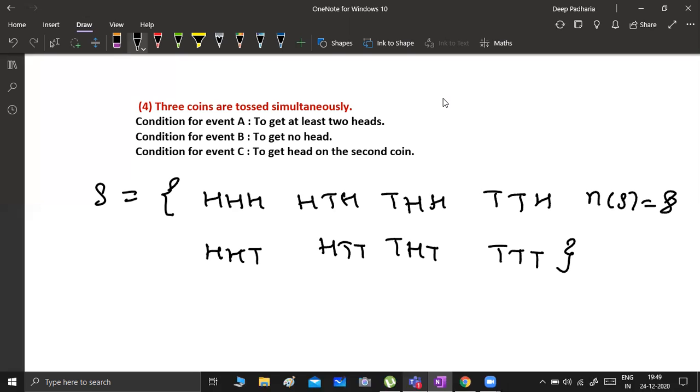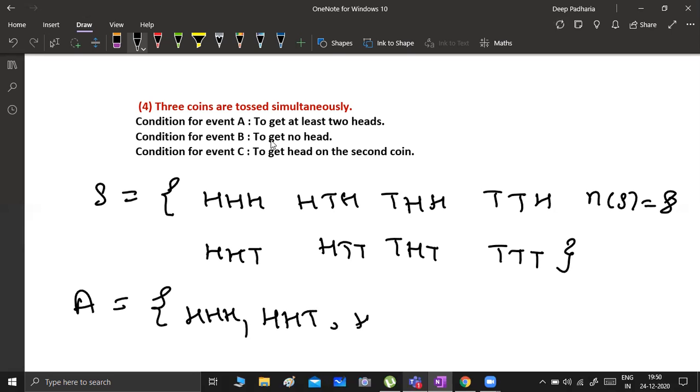The condition for event A is to get at least 2 heads. At least 2 heads means 2 heads are definitely needed, but more than 2 is also fine. Isn't it? So A is the event where I want at least 2 heads, but more than 2 is also fine. So HHH will come, and what else will come? HHT will come.